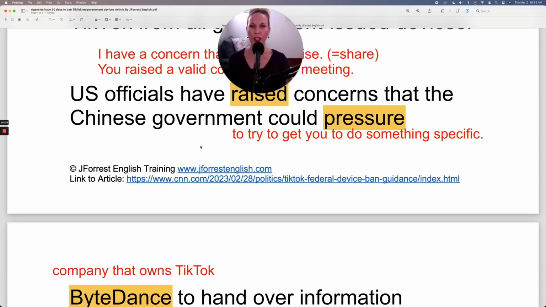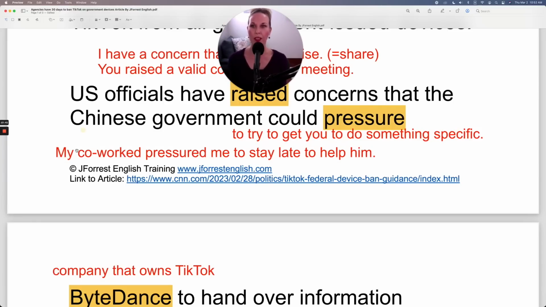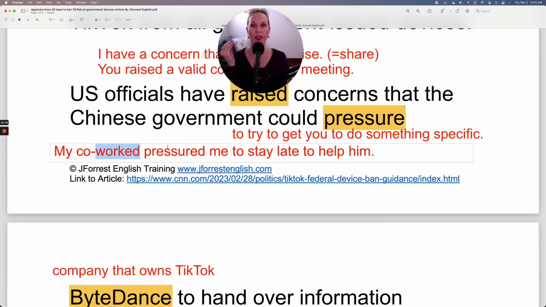I wrote the definition here. Now let me share an example sentence. My coworker pressured me to stay late to help him. So remember, we have one, my coworker. Then we have our verb pressure. Here it's in the past simple because it's a completed action. Maybe I'm talking about something that happened yesterday. And then one pressures another. So the other is me. My coworker pressured me, and this is what he tried to get me to do. He tried to get me to stay late to help him.